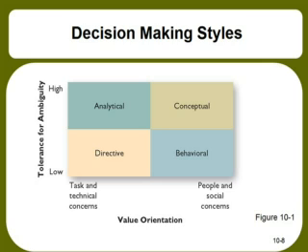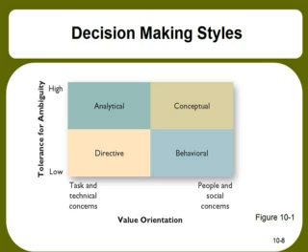As you can see, there are a number of decision-making styles. This slide demonstrates the 4 decision-making styles that result from a combination of one's value orientation, whether they are task or people-oriented, and one's tolerance for ambiguity, low or high. The more task-oriented a person is, and the higher their level of tolerance for ambiguity, the more analytical that individual is in their decision-making style.